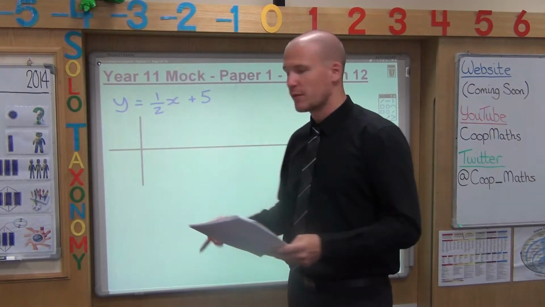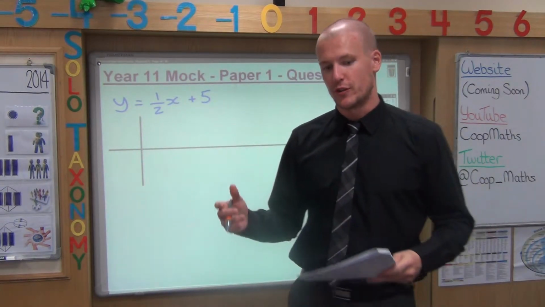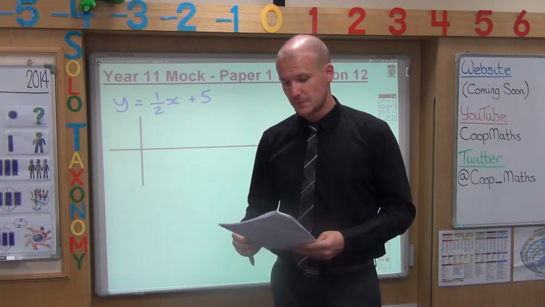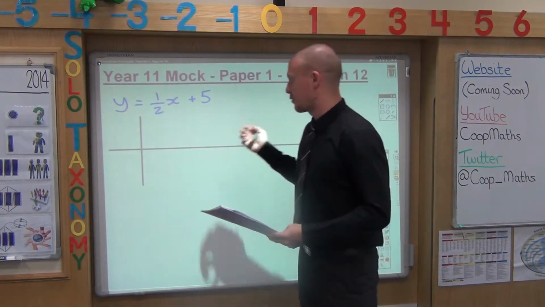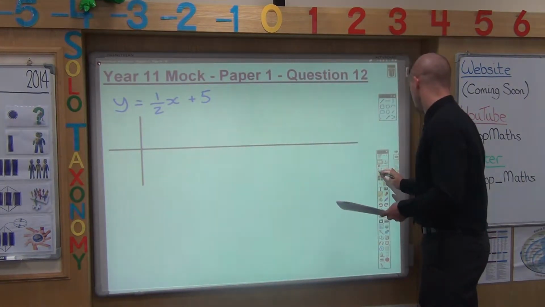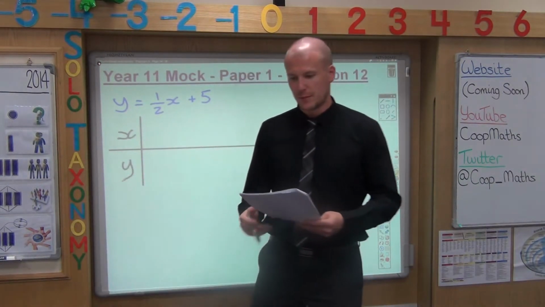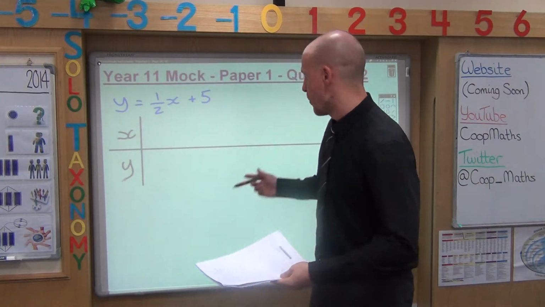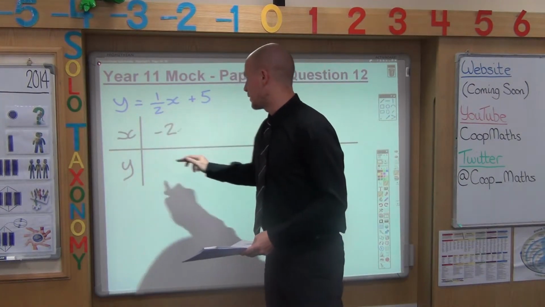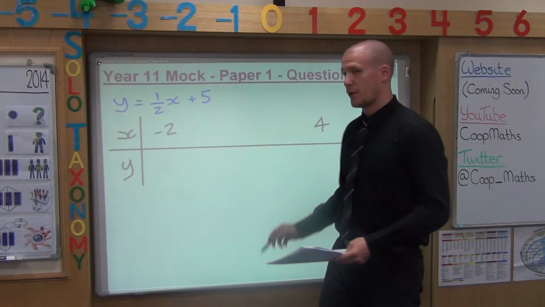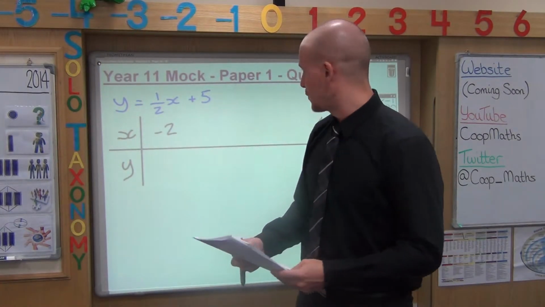I'll show it the old-fashioned, longer way, which the vast majority of you will have done, which involves creating a table of values. So you have your x and your y values. Because you're given between -2 and 4, -2 and 4 are very good values to choose for x. You can also pick ones in between.